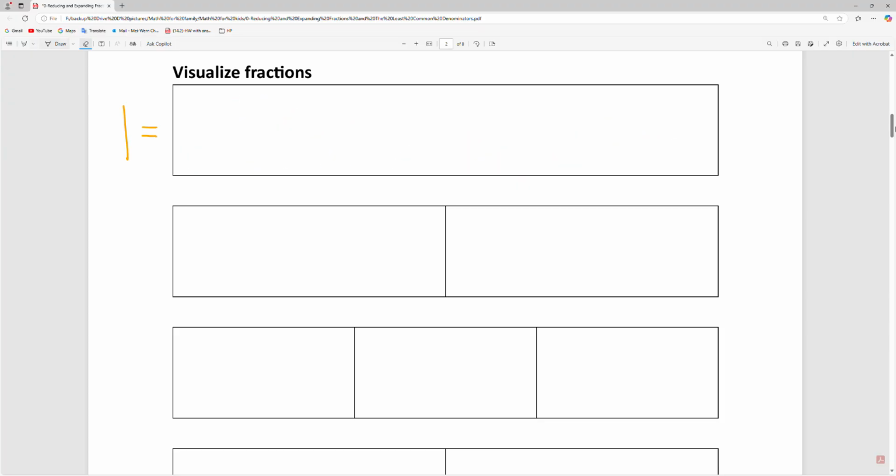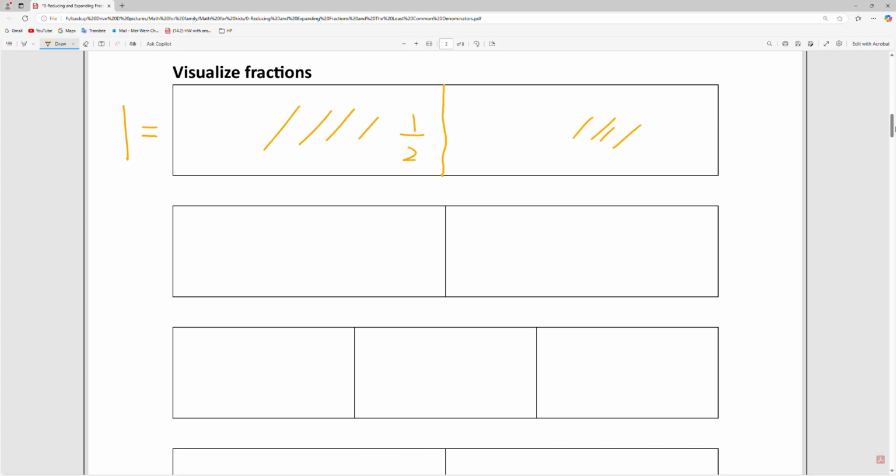So 1 equals, if I cut in half, then the whole thing you have 2 parts, right? 1/2 plus 1/2, you add together and it becomes 2 over 2. 2 over 2 is 1 because you want the whole thing.